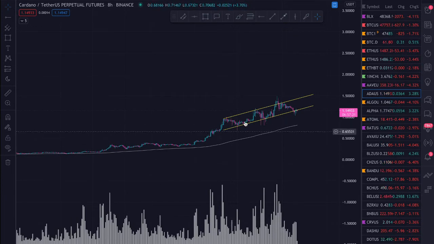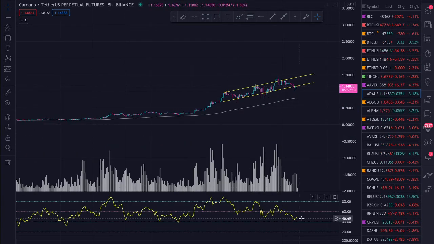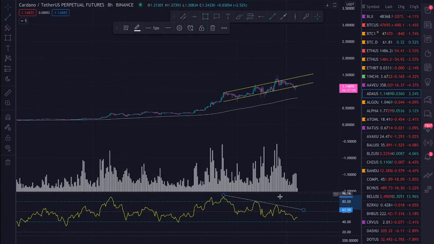We're kind of in this ascending channel here. If we throw on the RSI, we do see a little bit of a bearish divergence occurring on the US dollar pair, so be on the lookout for that. There could potentially be people selling into strength here. The relative strength in the asset is declining, especially on the highs here. So be aware of that.